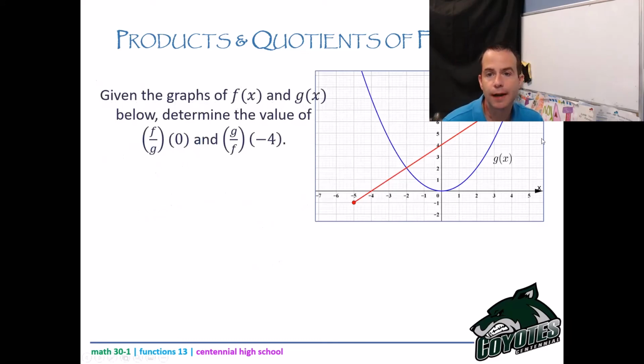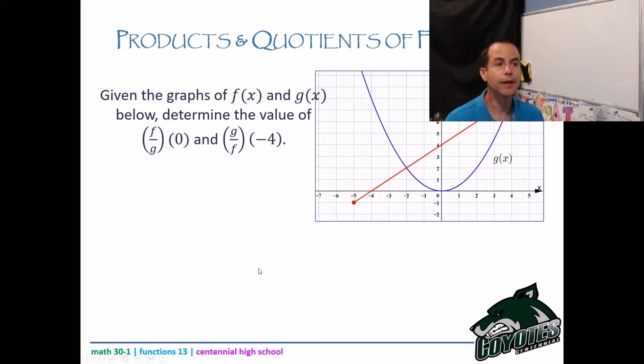Okay, given the graphs of f of x and g of x below, determine the value of f over g of 0 and g over f of -4. So f over g of 0, let's go to 0, and that would be 4 over 0. That would create a vertical asymptote. It would not exist. There is no value for f over g of 0. And then g over f of -4 would also create a vertical asymptote, because I would have 8 over 0. So I'd have 2 vertical asymptotes there.